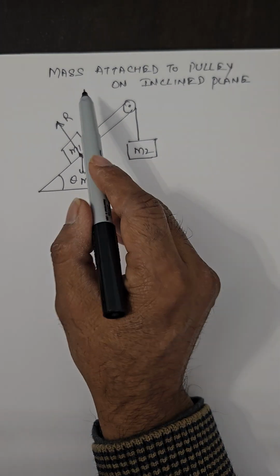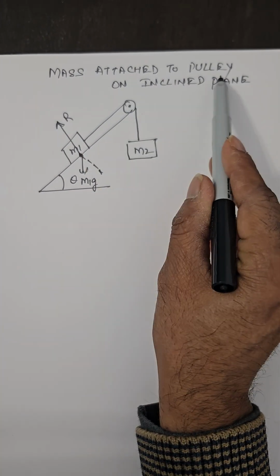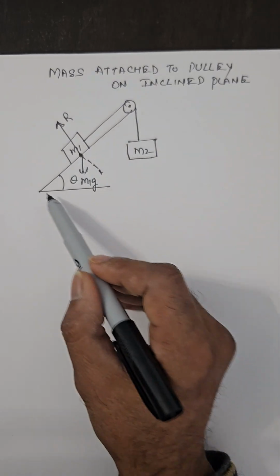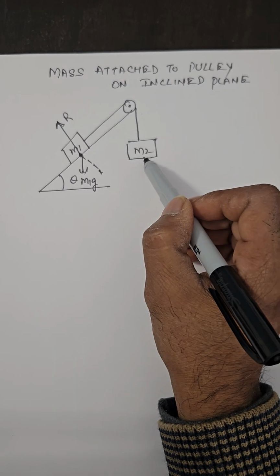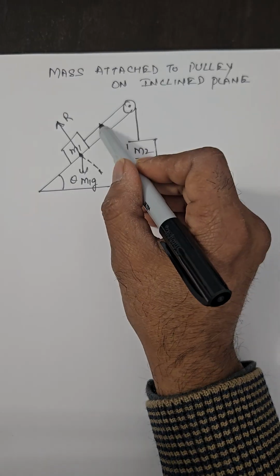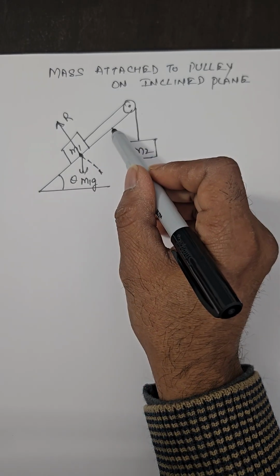Dear students, today we are going to discuss a new problem, that is mass attached to a pulley on an inclined plane. So there are two masses you can see in this picture. There is mass m1 and mass m2. This mass m2 is attached to the pulley, and further with the same string another mass m1 is attached and is placed on an inclined plane.